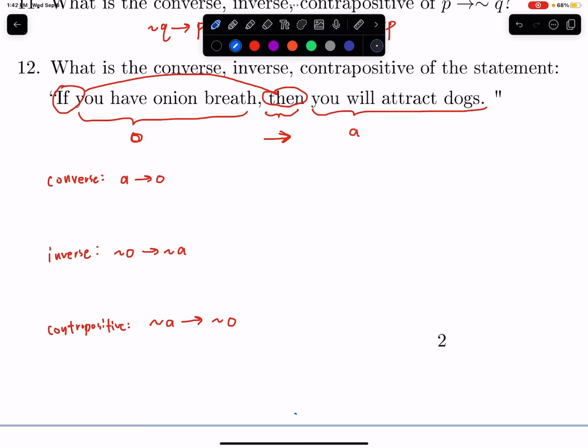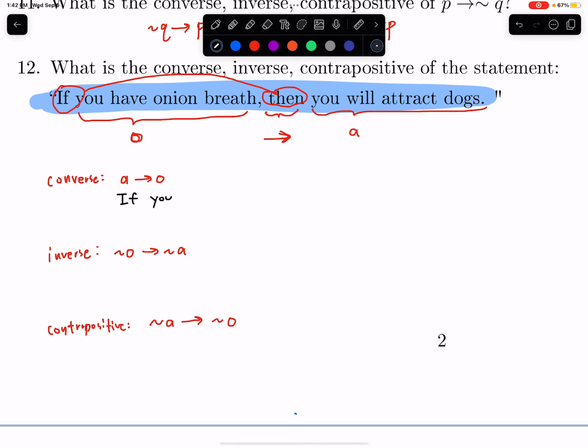Okay, so so far I've just converted to symbols, and then I've written the converse, inverse, contrapositive. But the question was given to me in the form of a sentence. And so my final answer should be back in the form of a sentence. So I'm going to translate back to English now. A arrow to O means if you attract dogs, then, and by the way, it's a good idea to separate your if-then halves with a comma as well. If you attract dogs, then you have onion breath. Okay, that's the converse.